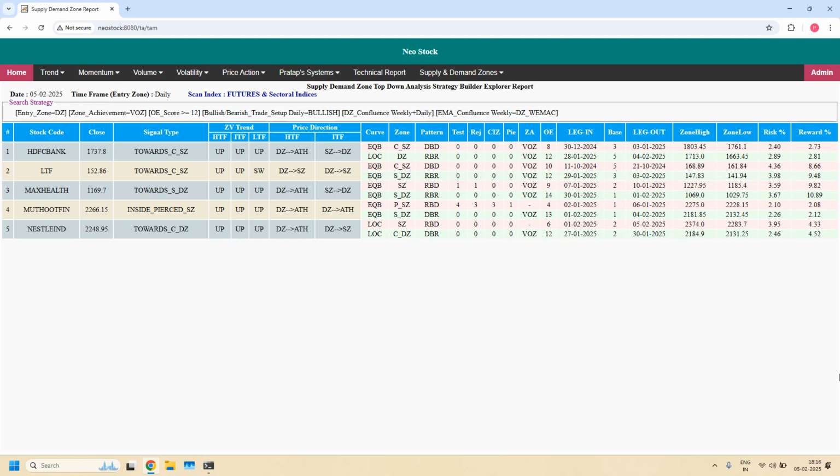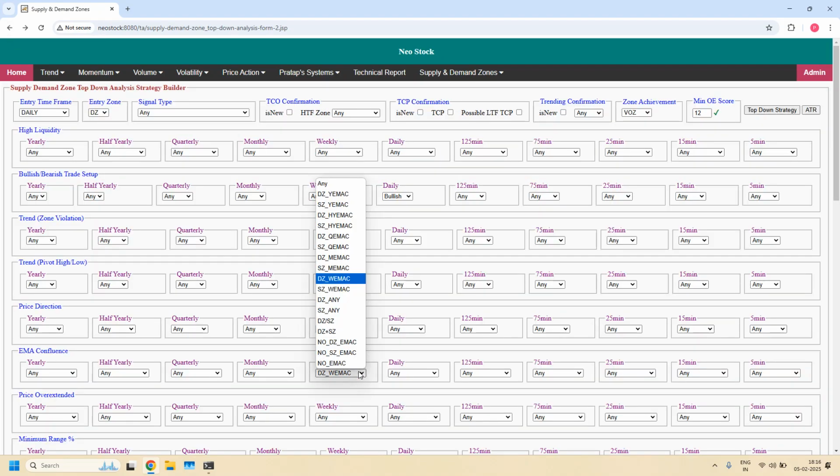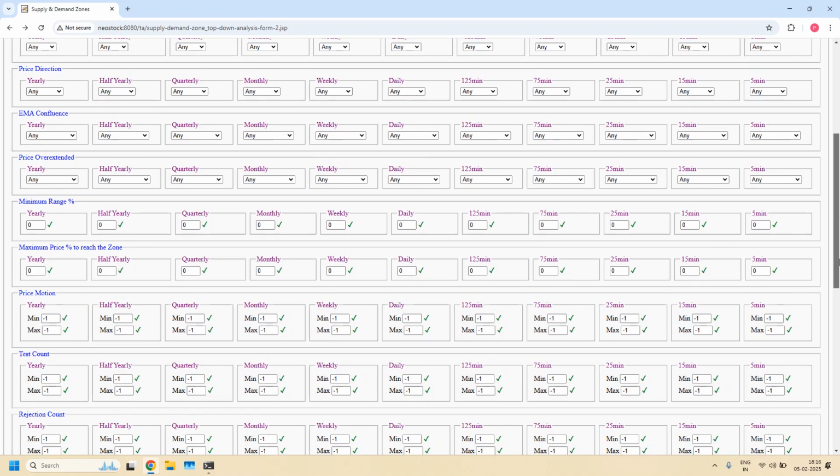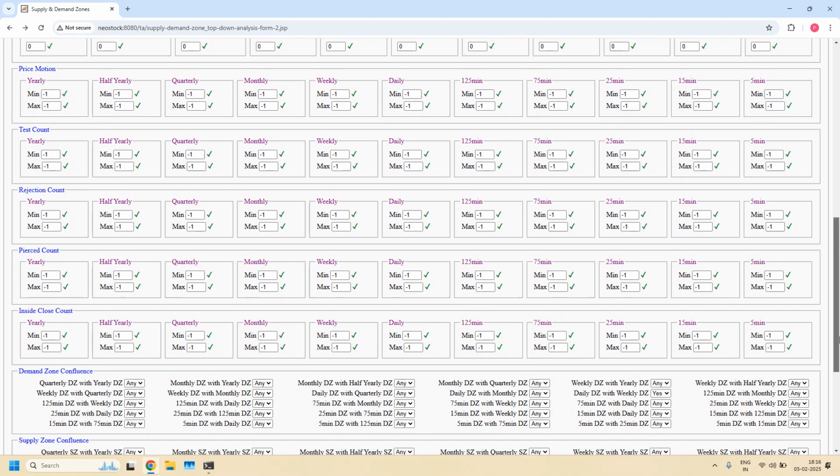This is based on LTF and ITF EMA confluence. Next we will look for LTF, ITF and HTF demand zone confluence, and then HTF EMA confluence. So I am removing this ITF EMA filter. In the demand zone confluence, I should set 3 filters.